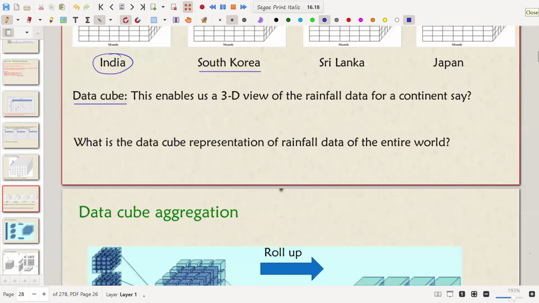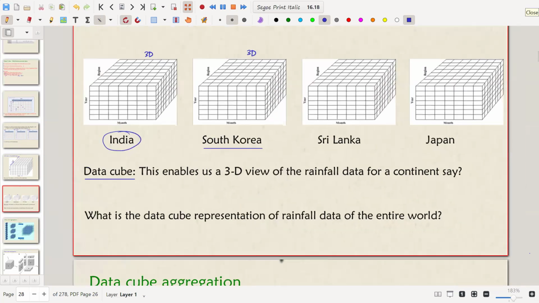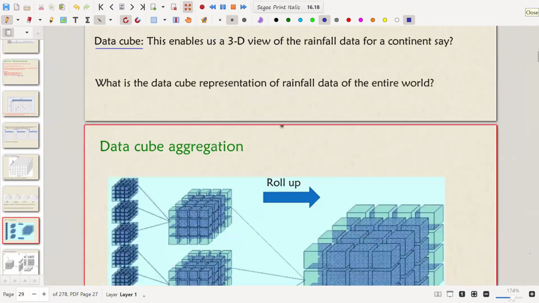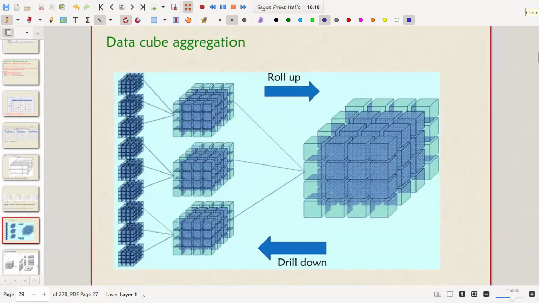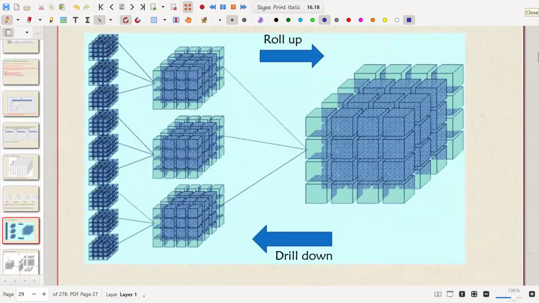Now my question is, how does the data set look for the entire world? That's the idea. Each country has some amount of 3D kind of cube. Now, when you talk about the whole world, how does this look? So just as a visual representation, you can see this. Okay. So this is something known as data aggregation.